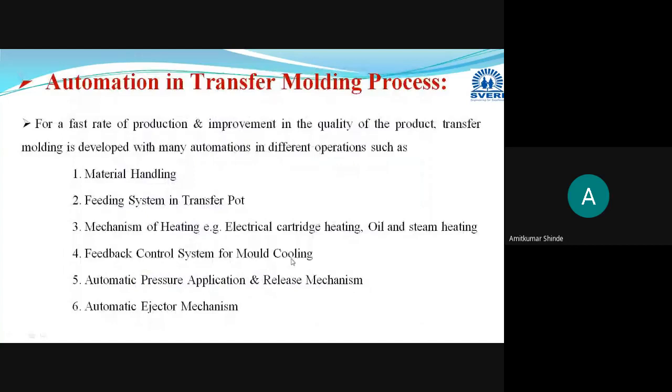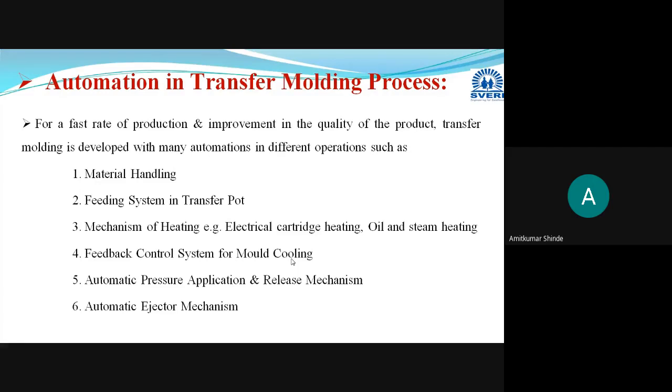Then the automation used in the transfer molding process. Now here, to increase the rate of production and to improve the quality of the final molded part, we can use automation in different stages of the transfer molding process. In which stages can we use automation? In the material handling process, we can go for automation, or in the feeding system, where the charge or preheated raw material is fed into the transfer pot or shooting cylinder. For that, we can do the automation.